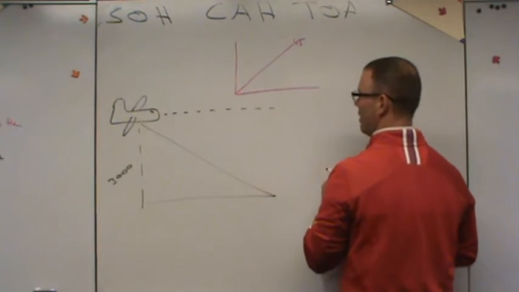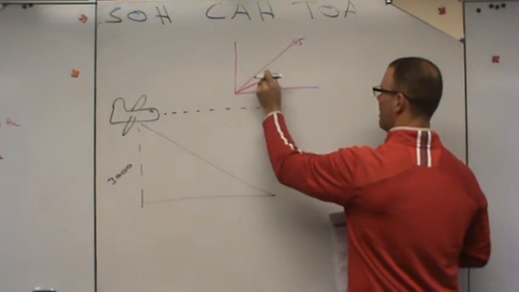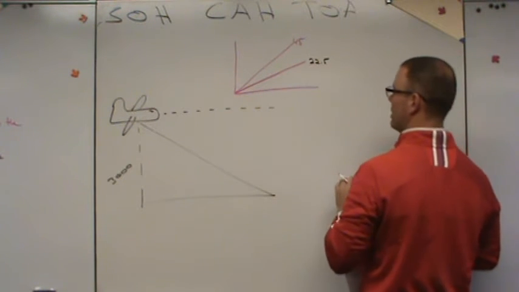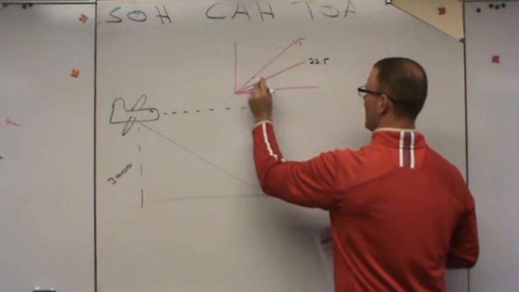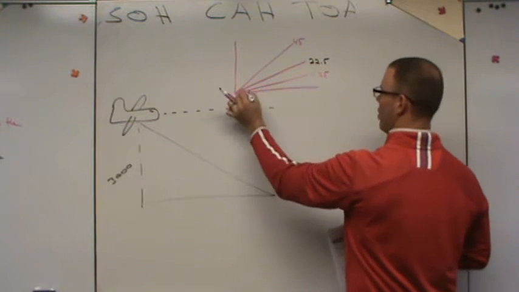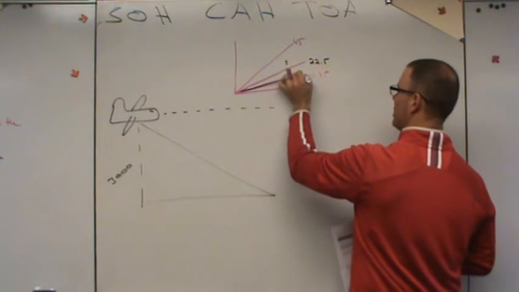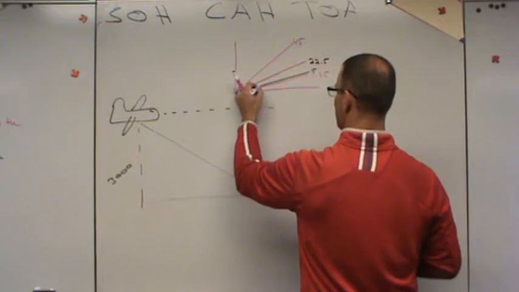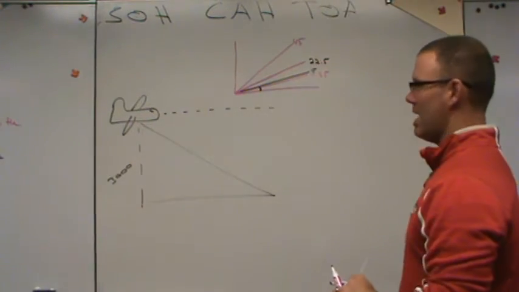That would be 45. I'm going to bisect that again. That would be roughly 22 and a half to be exact. And I'm going to go ahead and bisect that again, which would be 11.25. So almost 15 degrees. 15 would be just a little bit more than that. As you can see, 15 degrees is not a lot.